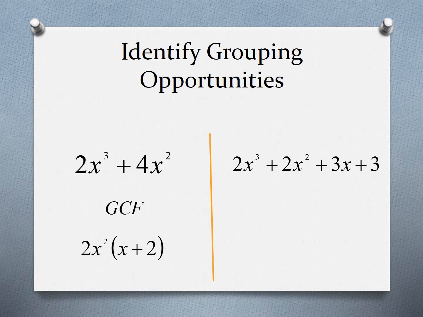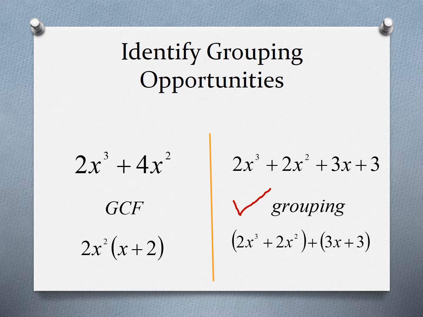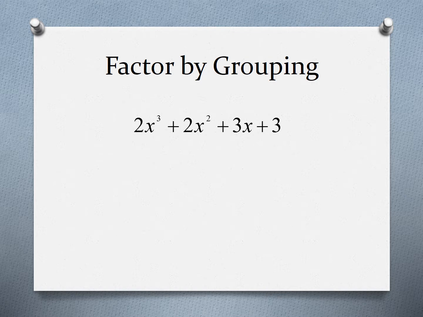Also on the third and fourth terms, the 3x plus 3 have a common factor as well. So we can actually group those terms because they're somewhat related, if you will. The 2x cubed plus the 2x squared, and then the 3x plus 3. So I simply group them using a set of parentheses. Remember, this represents factor by grouping. So I'll take a minute to show you how exactly to factor by grouping step by step. Let's take a look at our example.